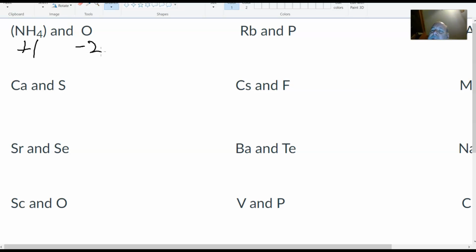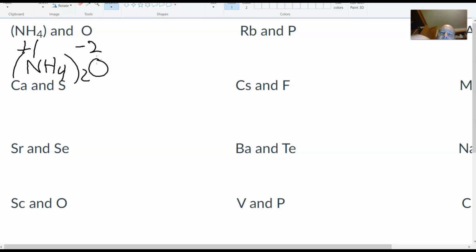Now, what I need to do is see how many positive and negative charges I have and make them balance. Right now I have a -2 charge on the oxygen, and I can just reason that I'll need 2 NH4s to make +2. Or I could just switch the numbers: put a 1 after the O and a 2 after the NH4, and it's going to do the same thing for me. So the formula is going to end up being (NH4)2O. Okay? So that's how we do this.